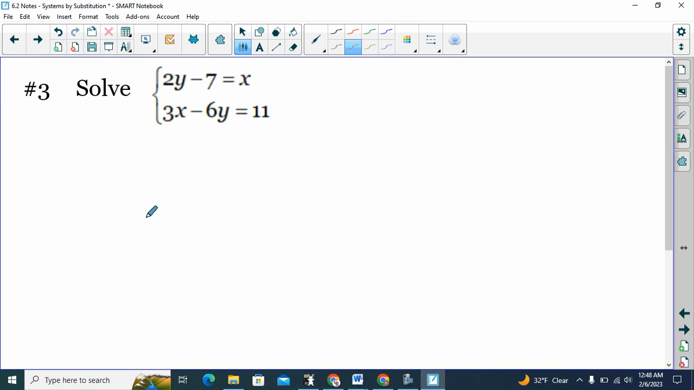Let's start by substituting. We always need to find an equation that says a equals or b equals or x equals or y equals. In this case, it says x equals 2y minus 7. So I know x is the same thing as 2y minus 7. So instead of x, I'm going to put in 2y minus 7. Those two things are equal to each other. It says it right here in this first equation. So I've got 3 times x minus 6y equals 11. But instead of this x, I'm putting in what x is equal to.